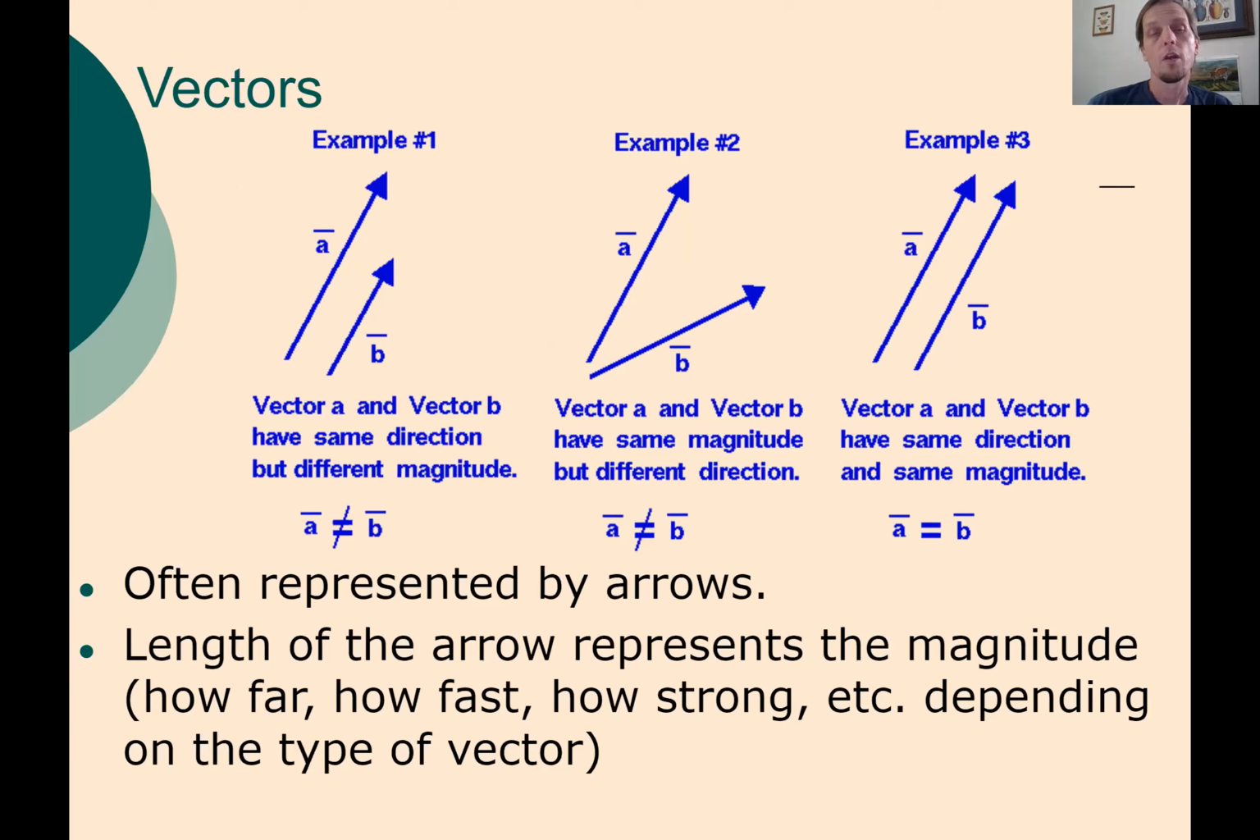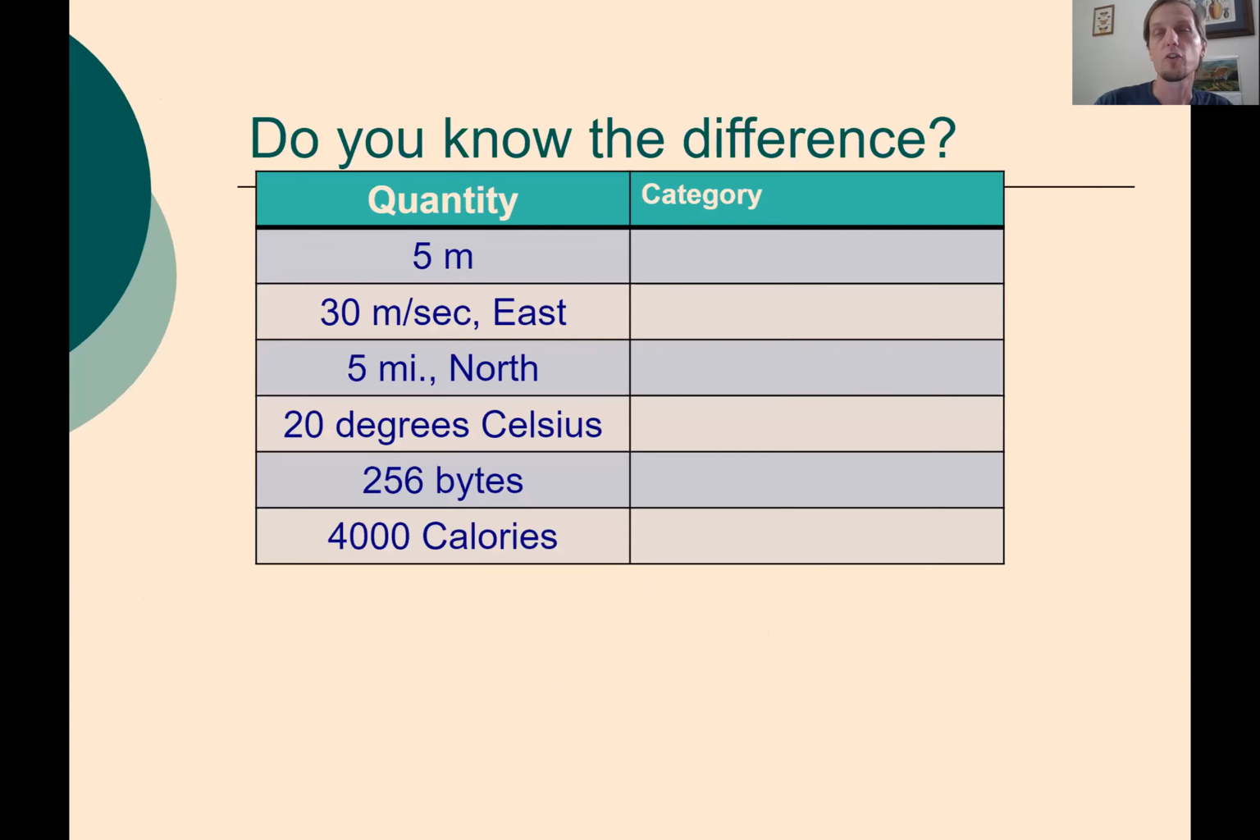All right. So vectors are often represented by arrows, and the length of the arrow represents the magnitude, how far, how fast, how strong, etc., depending on the type of vector. So let's practice and see if you know the difference.